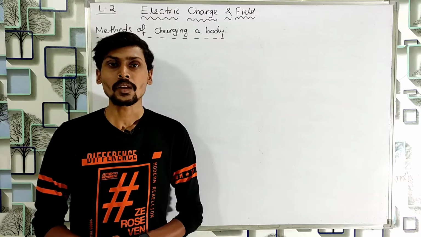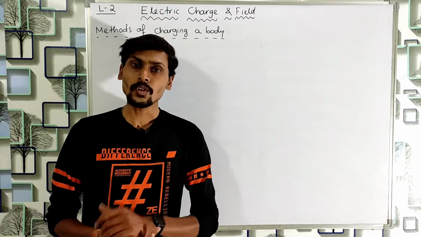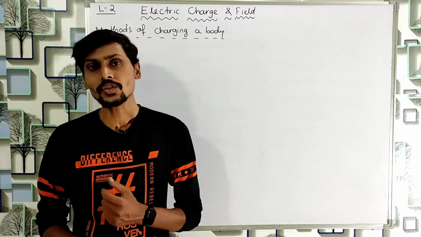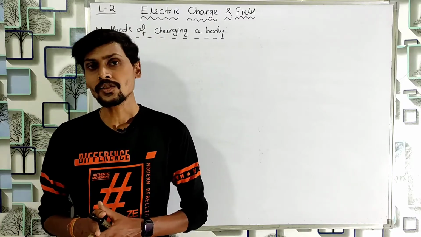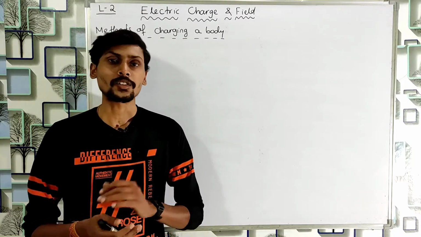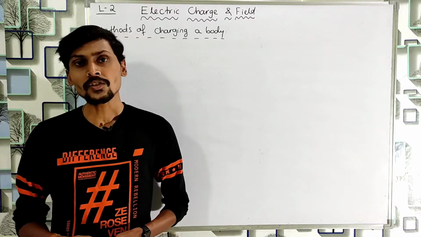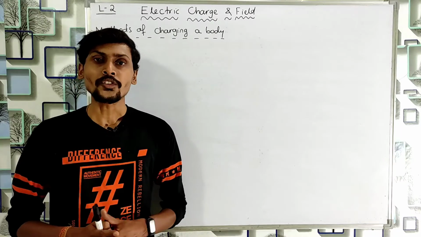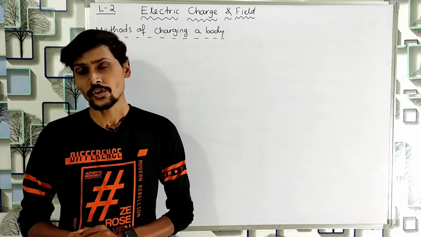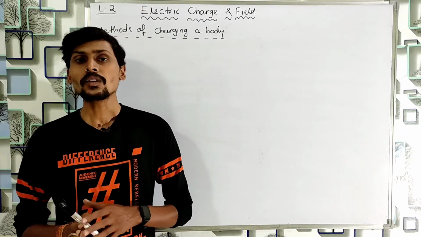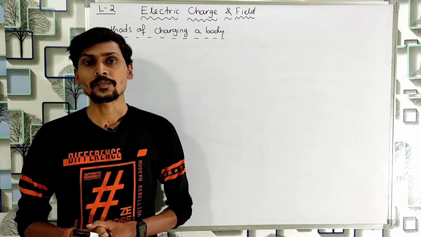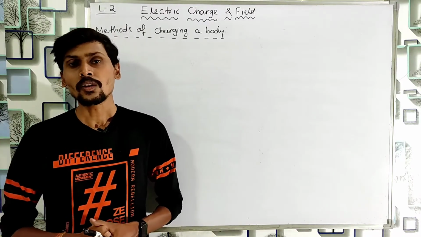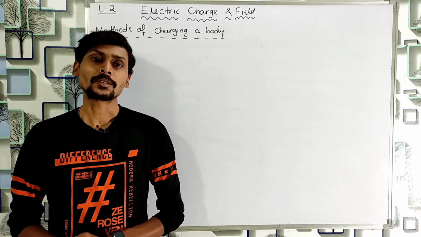So if in a body protons and electrons are in equal numbers, then the body or the atom will be neutral. So in order to electrify or charge a body, we have to imbalance the number of protons and electrons, or we have to imbalance the number of positive and negative charges. There are 3 different methods by which we can do this. Today in this class we'll discuss all those 3 methods.